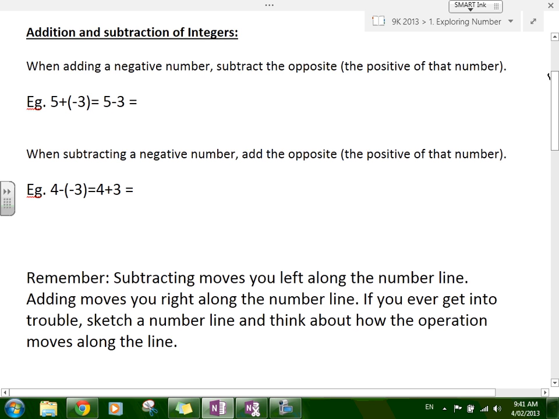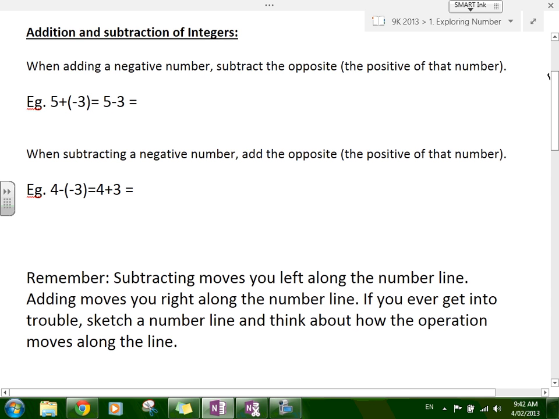So addition and subtraction of integers. This particular thing we need to know when we're adding or subtracting directed numbers. That's another way we talk about positive or negative numbers. When adding a negative number, you subtract the opposite, which means that if you have a negative number, you make it positive and you subtract that number.